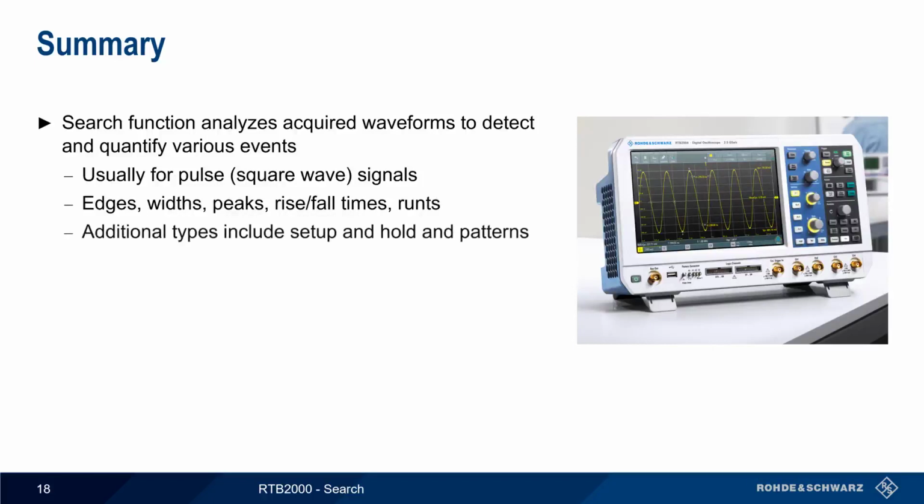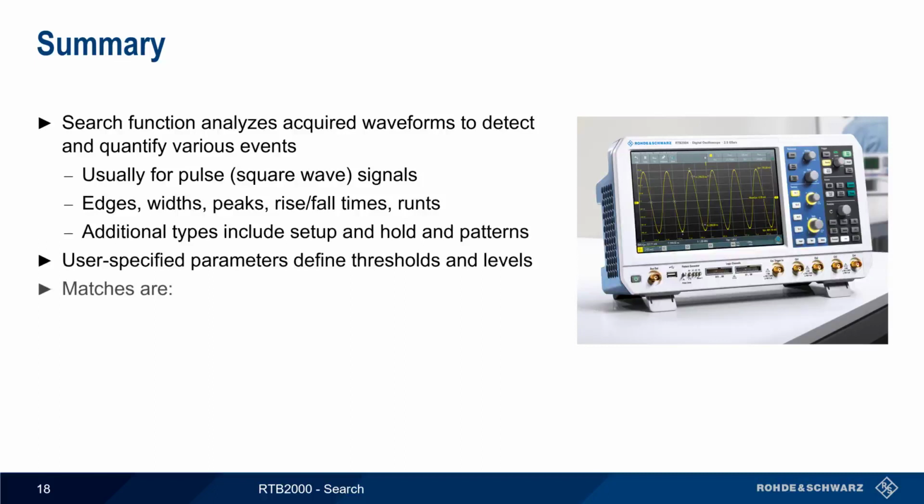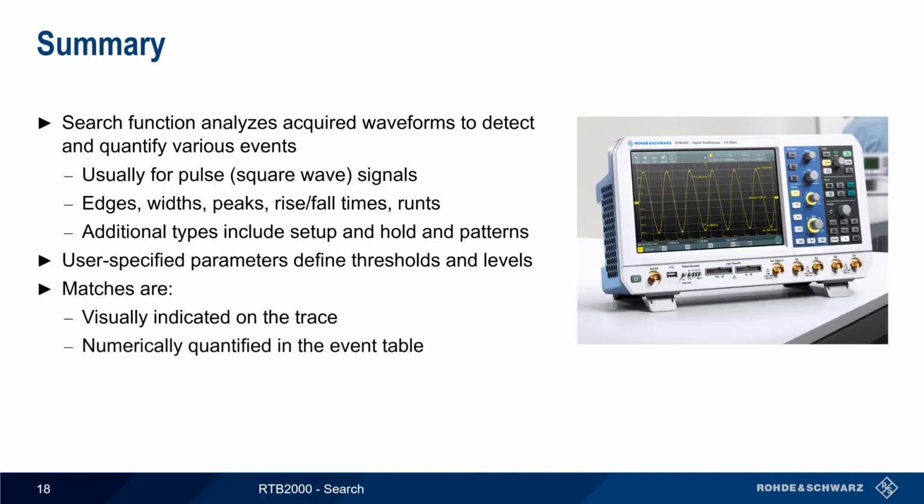In addition, special setup and hold and logical pattern searches are also available on the RTB. For each search type, parameters such as levels and thresholds must be defined by the user. When a match is found, it's visually indicated on the trace using a small brown triangle, and numeric values are displayed in the event table as well. And finally, note that search works on both running as well as stopped acquisitions.